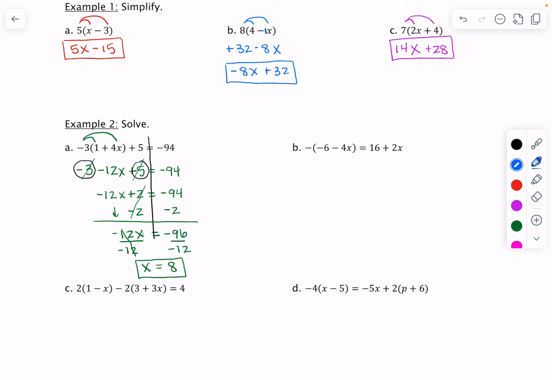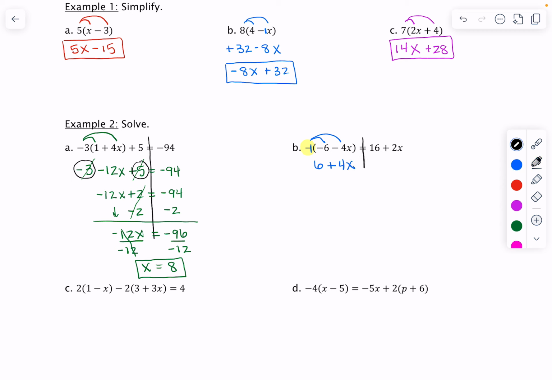It's got this negative in front of it. So the way we deal with that negative in front is we're going to write a negative 1 in. That's going to help me realize that I'm multiplying everything inside by negative 1. If we don't do this, we're going to get a sign error and make a mistake. Negative 1 times negative 6 is positive 6, and negative 1 times negative 4 is positive 4x.